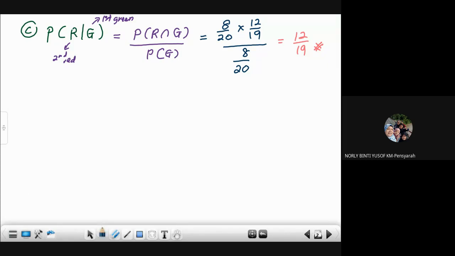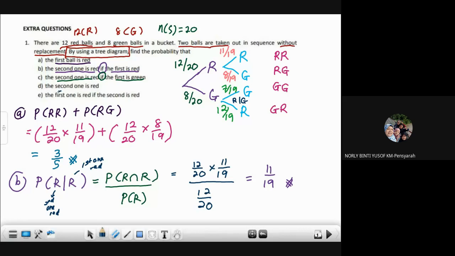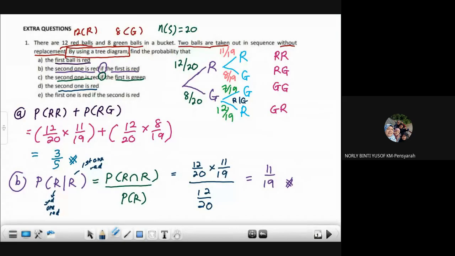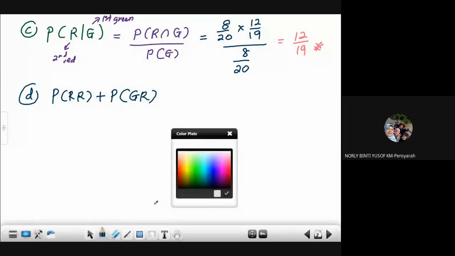Okay, itu untuk C. Lepas tu terbaca D. The second one is red. So, second one is red. You ada dua possibility. Red, red plus green, red. Okay, sebab daripada you punya outcome, second one is red, you got red, red and also green, red. So, you kira lah based on tree diagram.